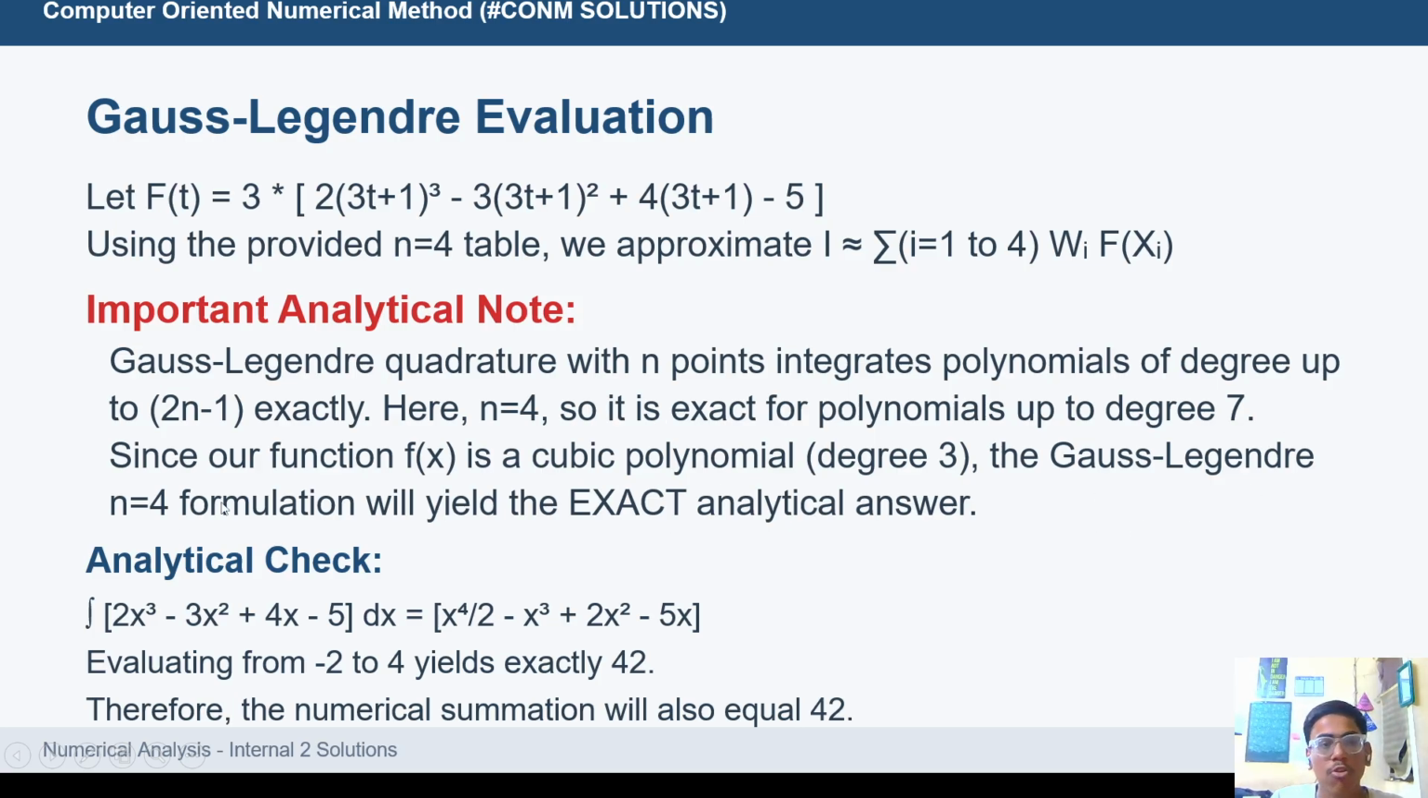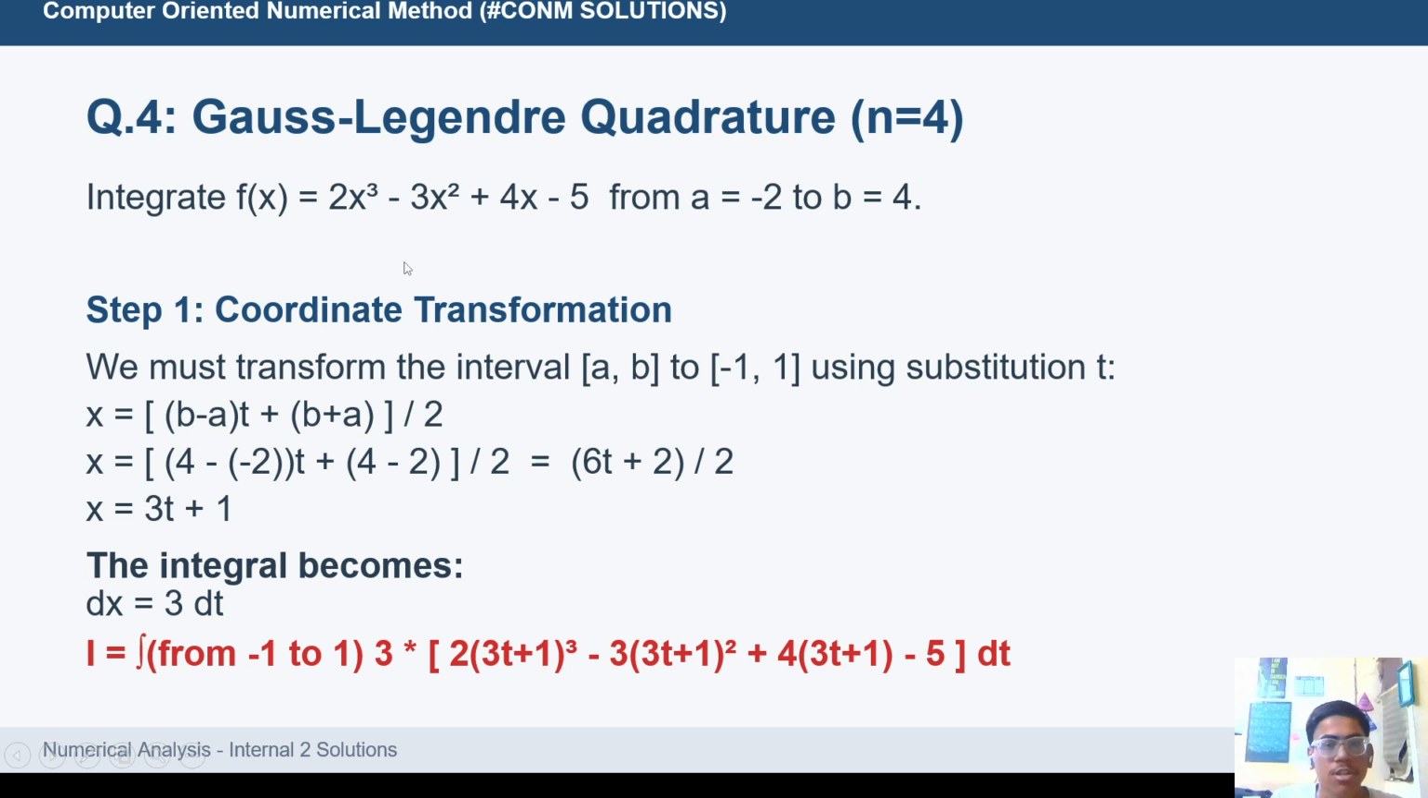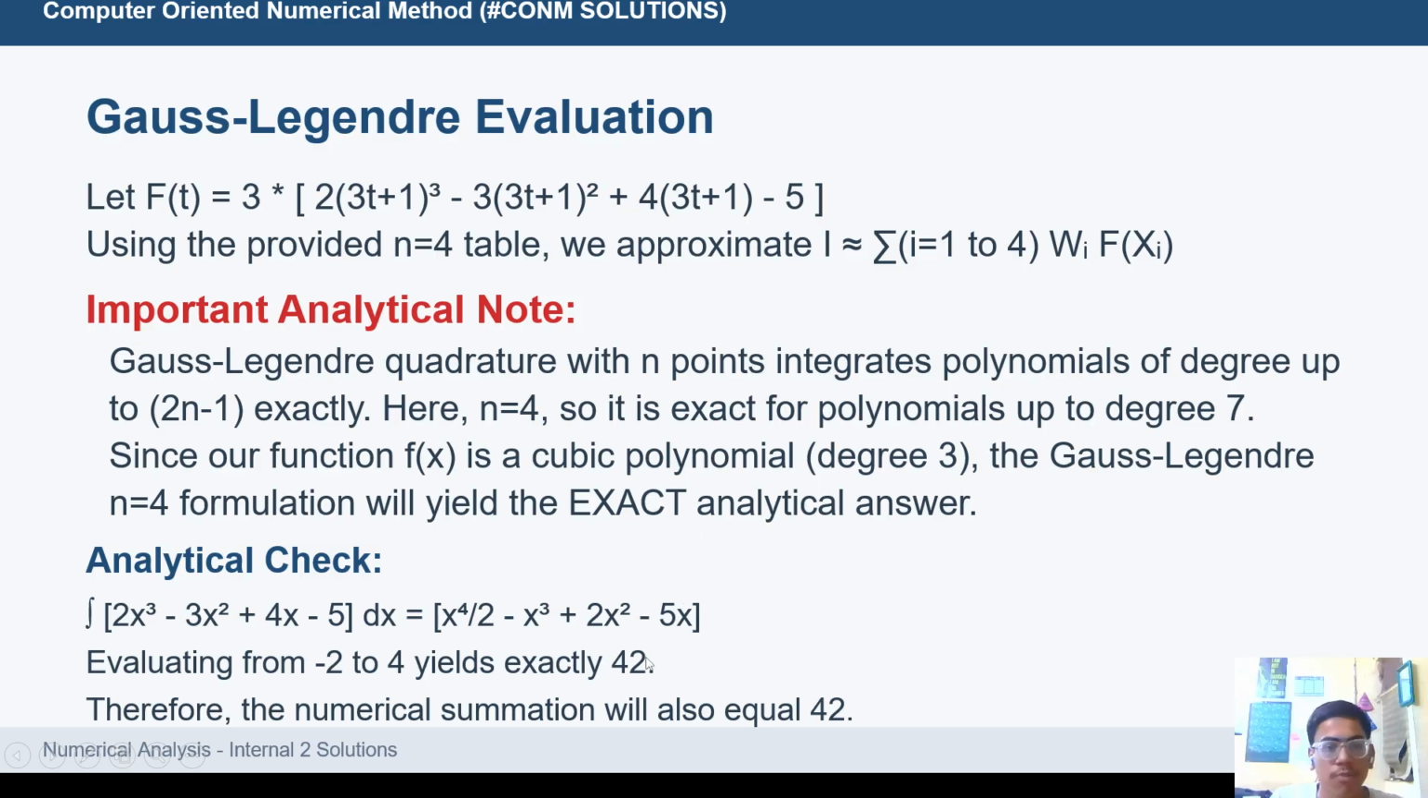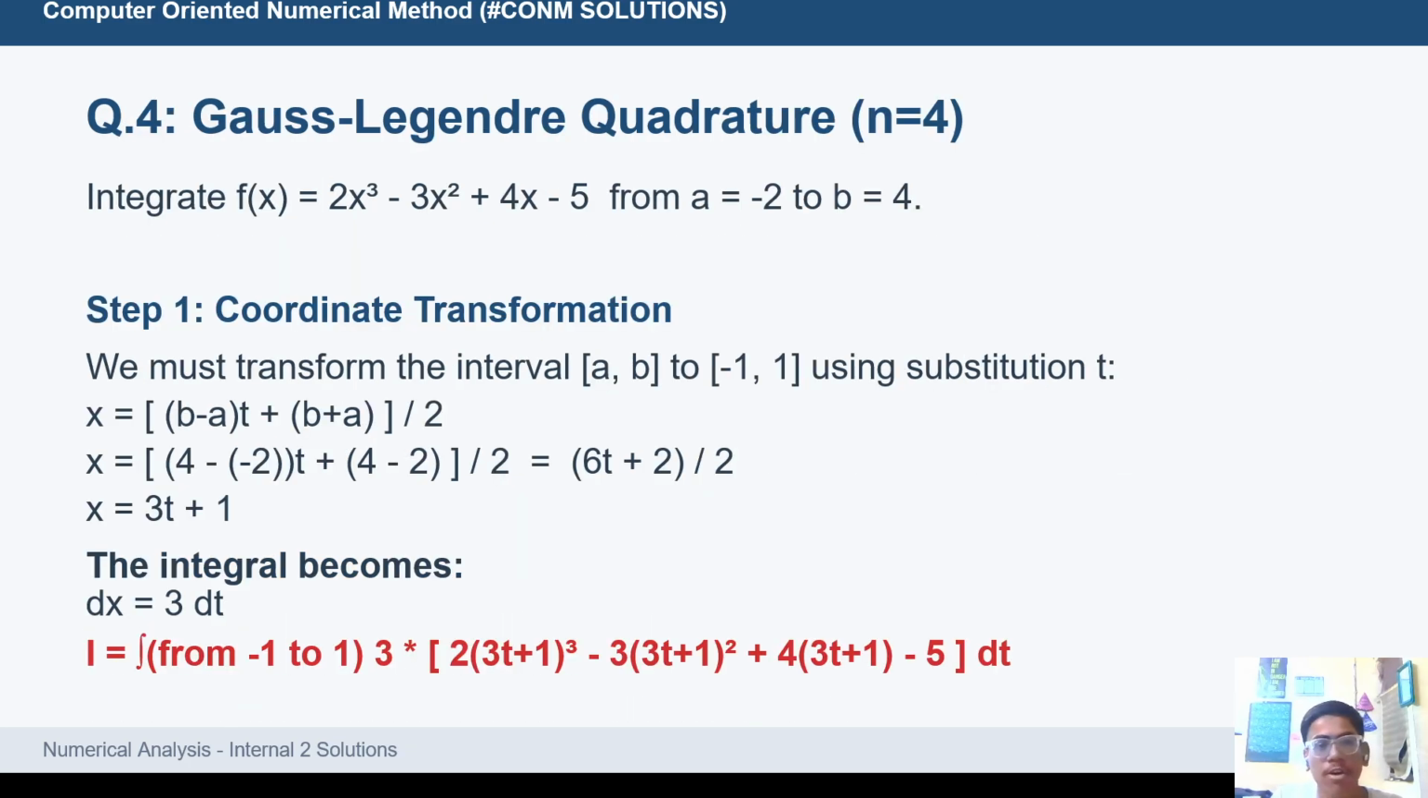Since our function is a cubic, the Gauss-Legendre quadrature will yield the exact analytical answer. Also, we will perform an analytical check, where we integrate this function normally from minus 2 to 4, and the answer comes around 42. While integrating using Gauss-Legendre, our answer also comes to 42. Comparing both the analytical and Gauss-Legendre answers, we can say that the final answer is 42, as both give the same result. So here we have completed question number 4, where we integrated this using the Gauss-Legendre formula.